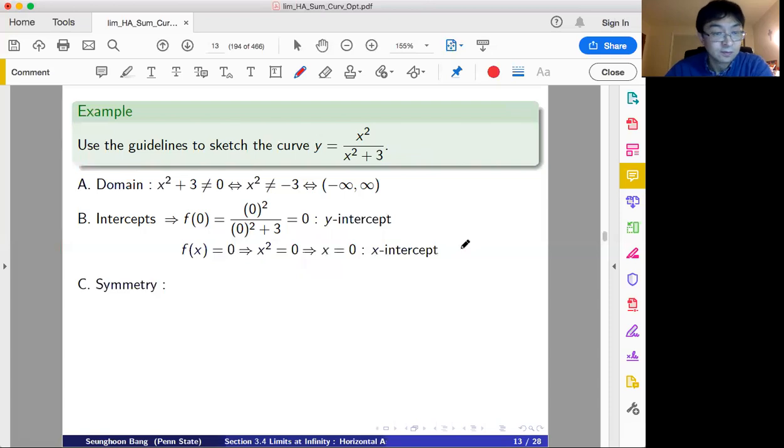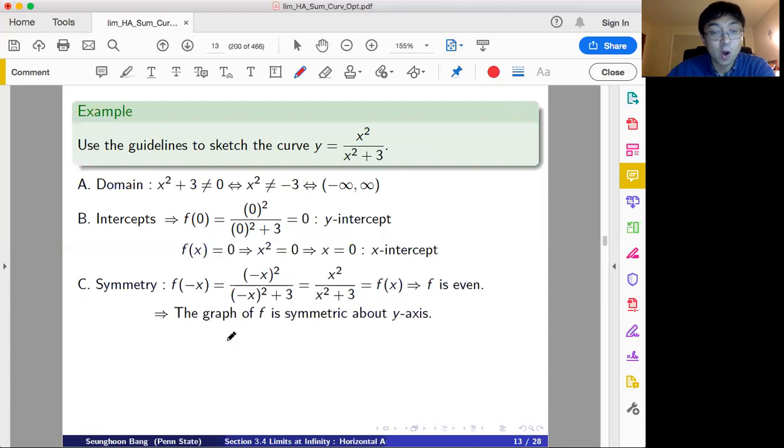This is the idea. How can you check symmetry? You calculate f of minus x. You plug minus x into x here: minus x squared over minus x squared plus 3. Exactly, x squared over x squared plus 3, the same as f of x. This function is an even function. An even function is always symmetric about the y-axis. Like this.